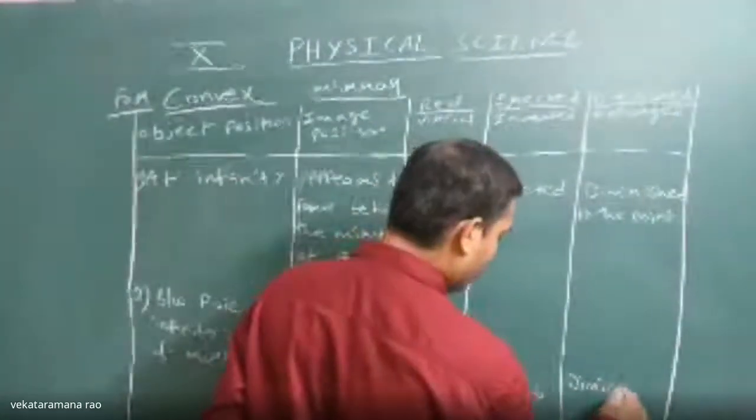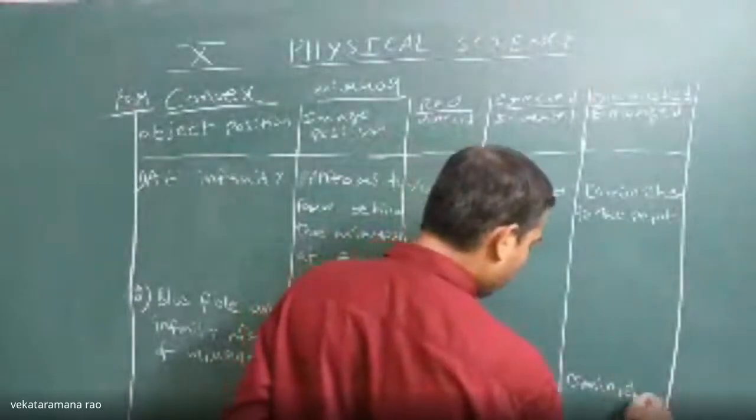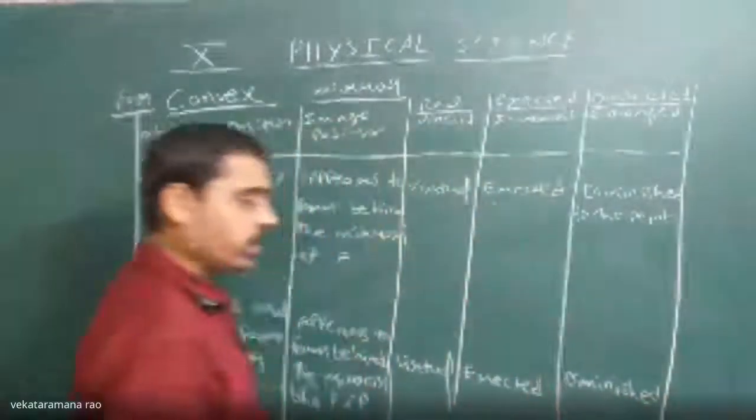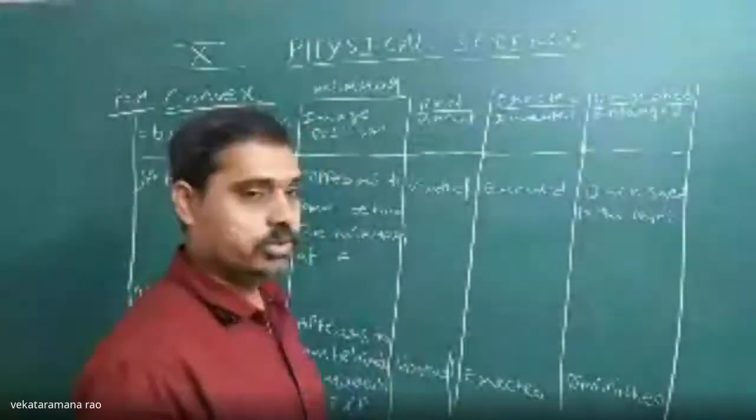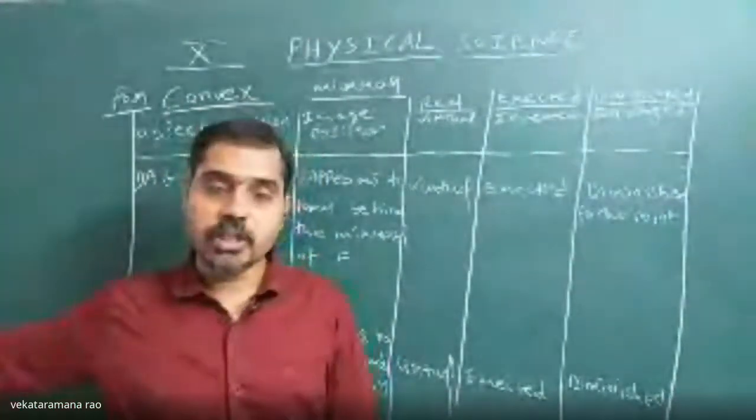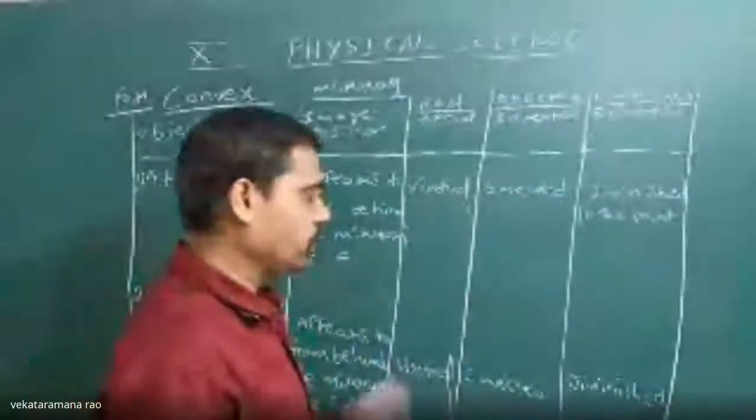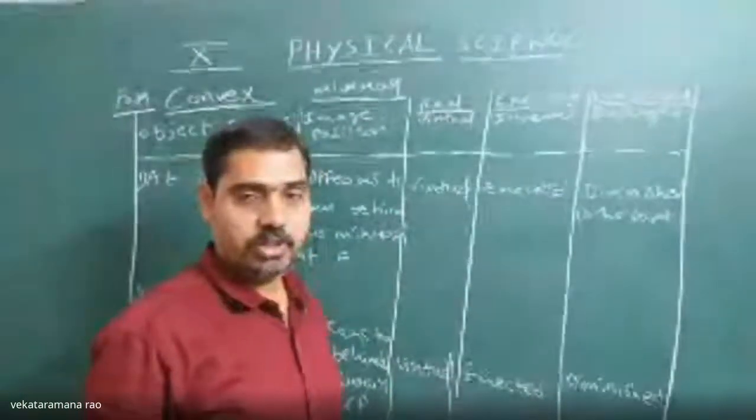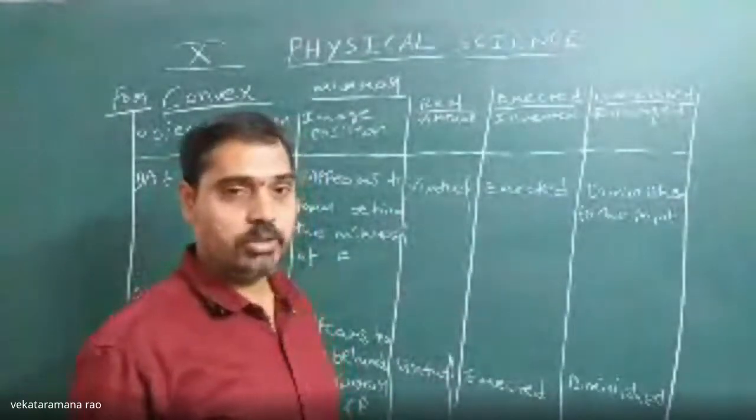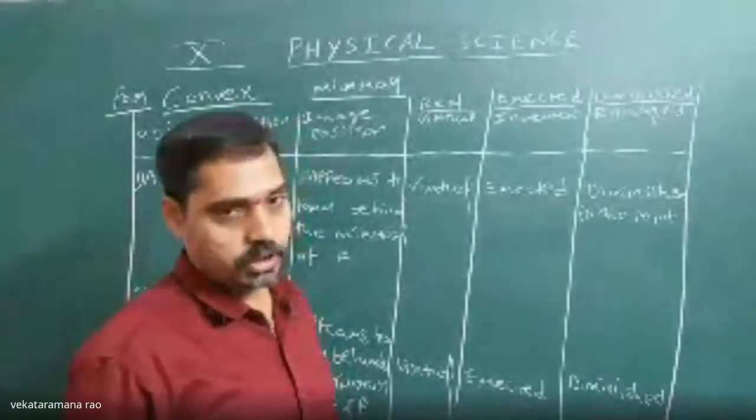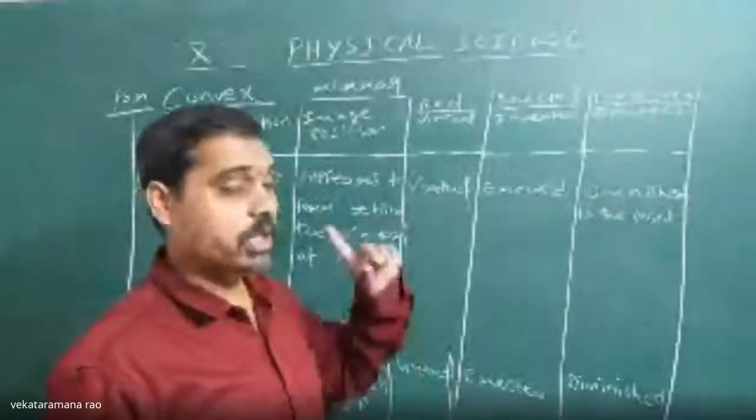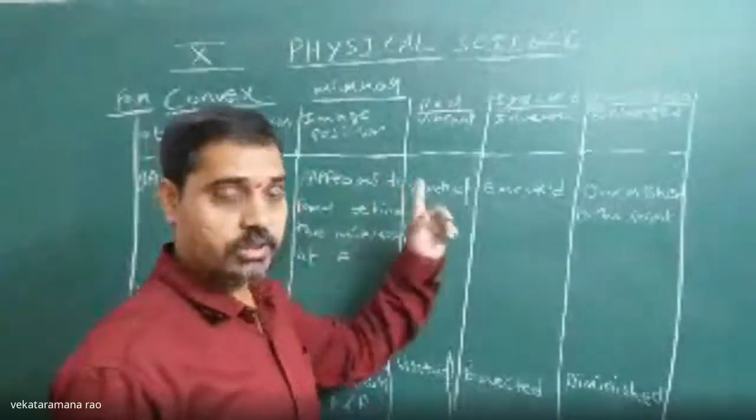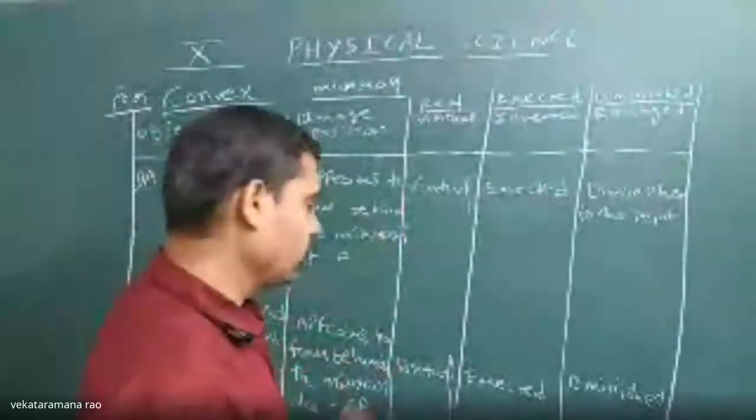From that, you can conclude that a convex mirror always gives a virtual diminished image. Whereas a concave mirror can give a real image, virtual image, diminished image, same size image, or enlarged image. But for the concave mirror, the virtual image is enlarged. For convex, virtual diminished.